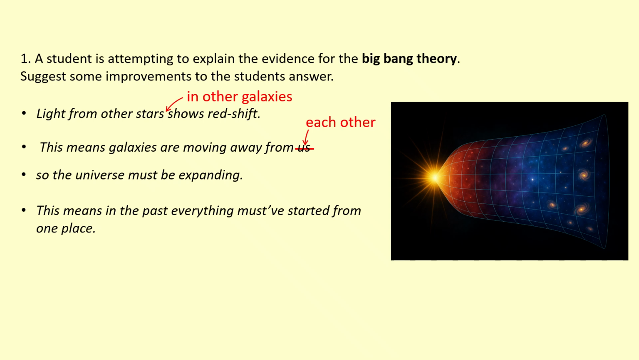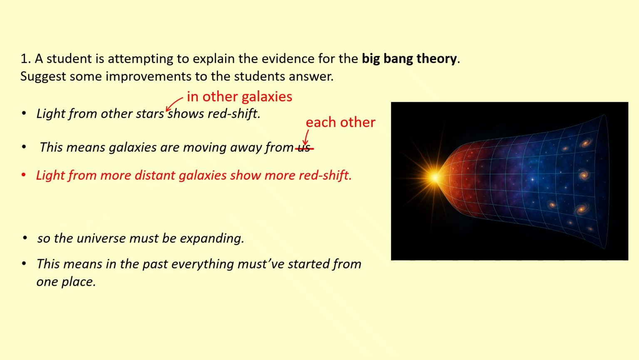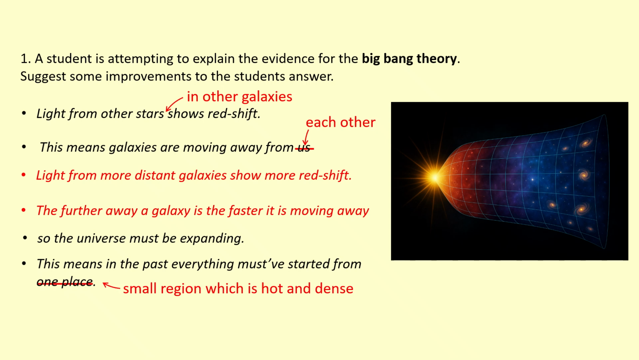Okay, so this means the universe must be expanding. Well, no, because we've skipped a few steps there. We add some more detail. We see that light from more distant galaxies shows more redshift. So that means the further away a galaxy is, the faster it's moving away. And I showed you using that balloon, it's this that leads to the conclusion that the universe must be expanding. Okay, the last bullet point here, this means in the past, everything must have started from one place. Now, I wouldn't just say it started from one place, I'd use what will get the marks basically. It started from a small region, which is hot and dense.